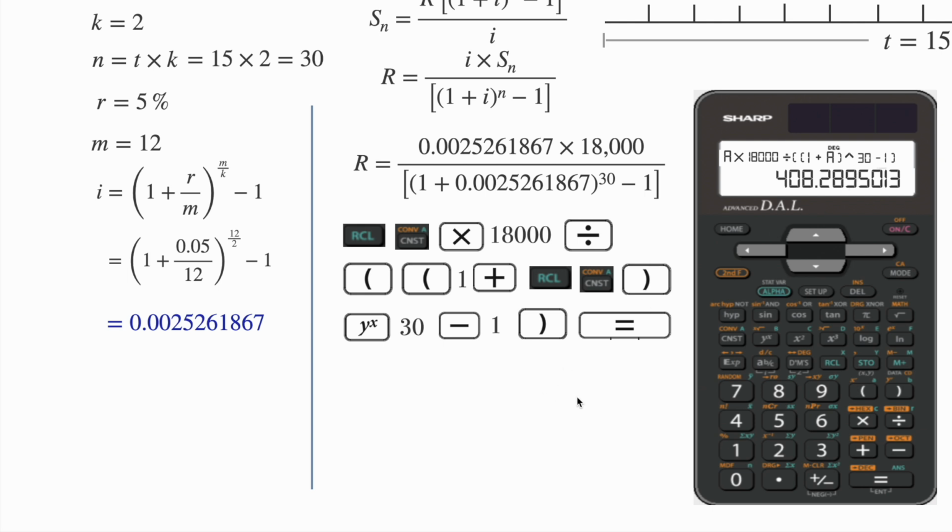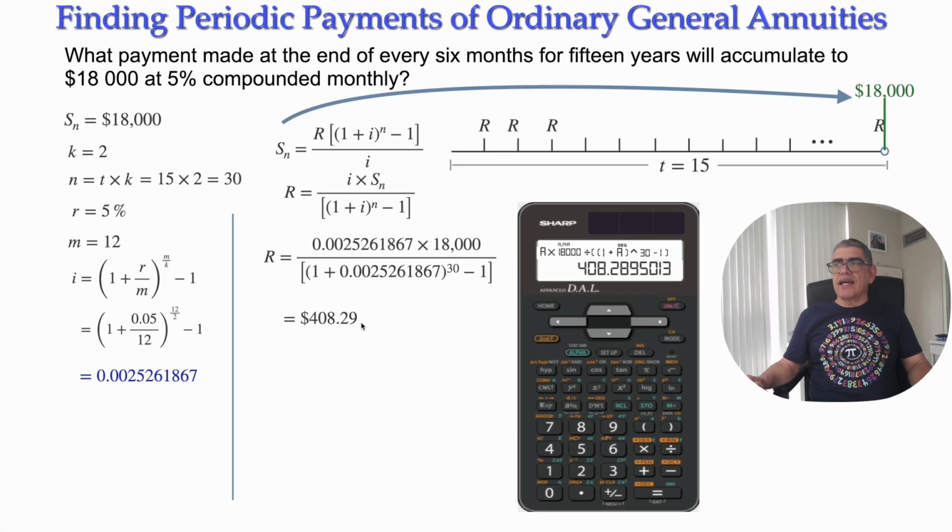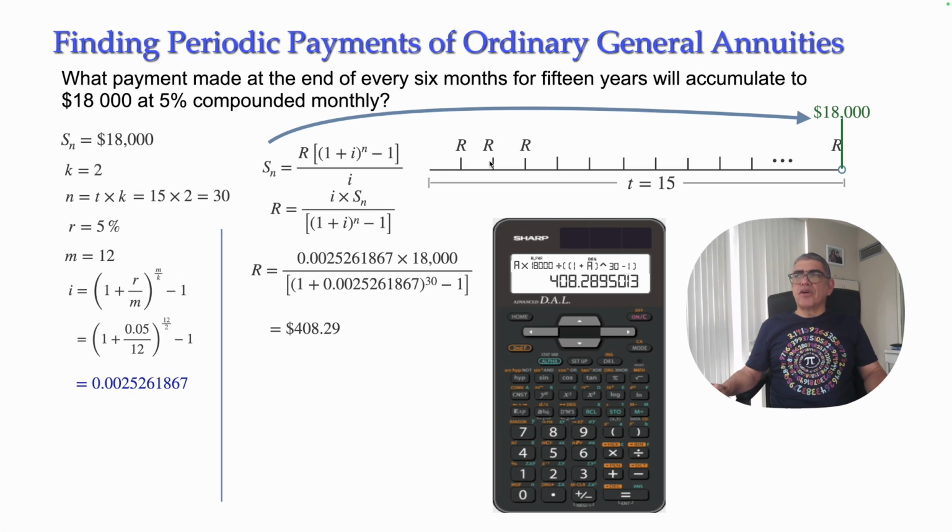So let's type the answer. $408.29 are the payments that will accumulate to $18,000 in 15 years if you make these payments every 6 months with this interest, 5% compounded monthly.